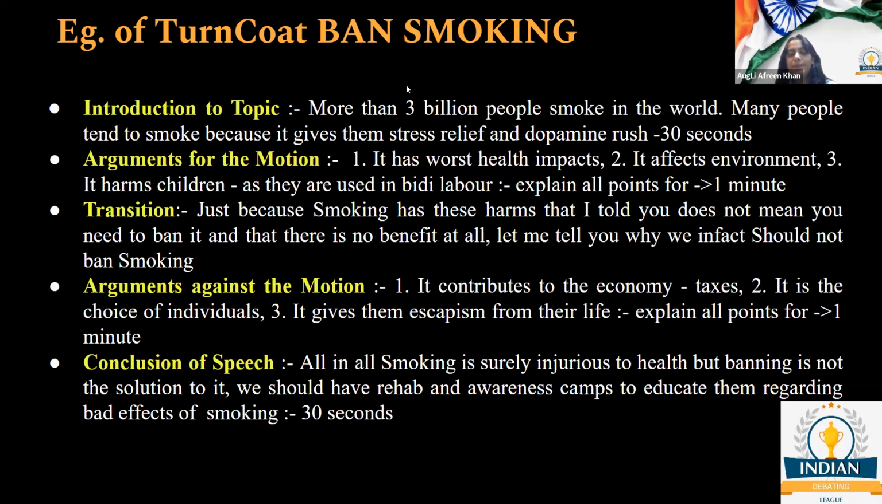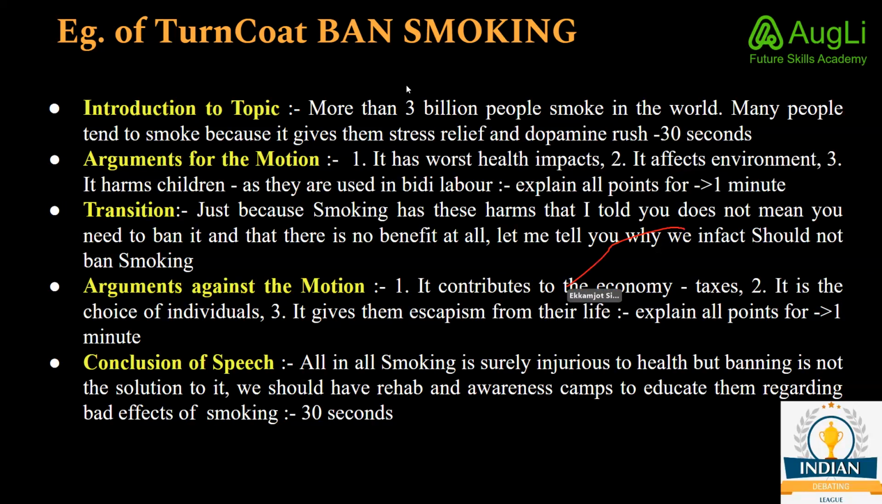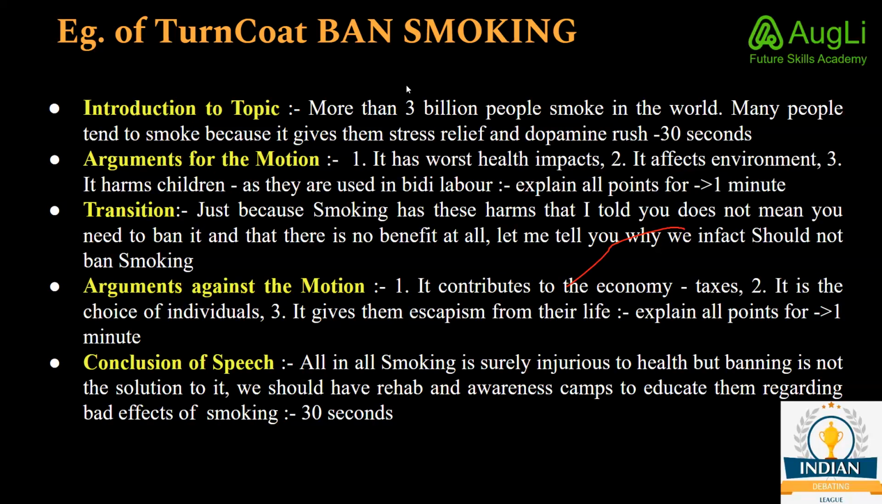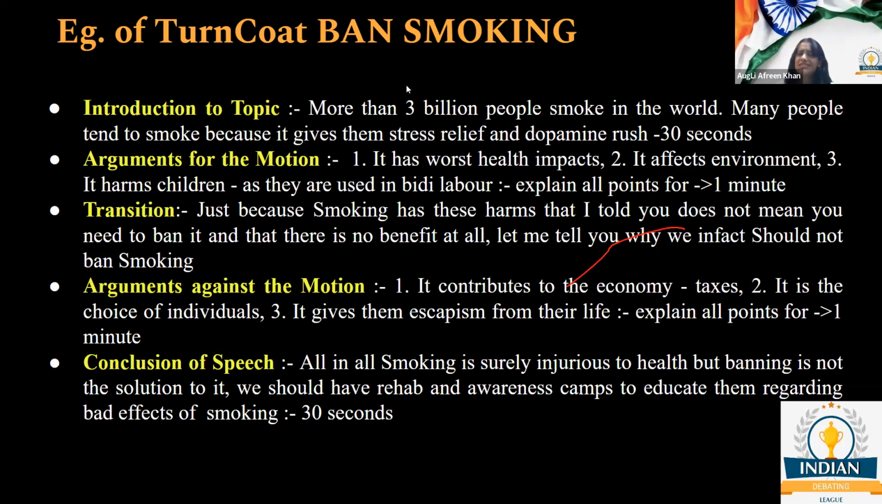Also, you're not supposed to say, now I'm going to give you arguments for the motion. You're supposed to say, let me tell you 3 reasons why we should absolutely ban smoking. And then first, it has the worst health impact. So this is how you would start. But when you're transitioning, by the end of your 3rd point for the motion, you will say, just because smoking has these harms that I told you doesn't mean that we should ban smoking. I think there are alternative ways to solve it, but there are also some benefits of smoking that I need to tell you. And then you can start with 1: it contributes to the economy.